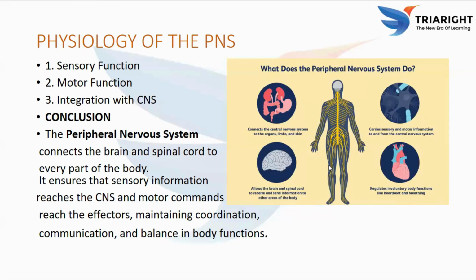So what do you conclude about the peripheral nervous system? It connects the central nervous system to all the body parts. It ensures sensory input reaches the CNS, and it delivers the motor output to effectors, muscles and glands. It also maintains coordination, control and communication throughout the body. So this is about the functions of the peripheral nervous system.